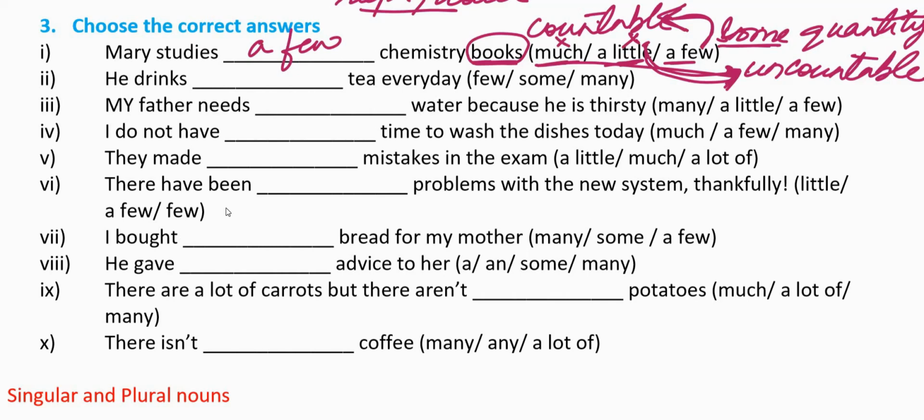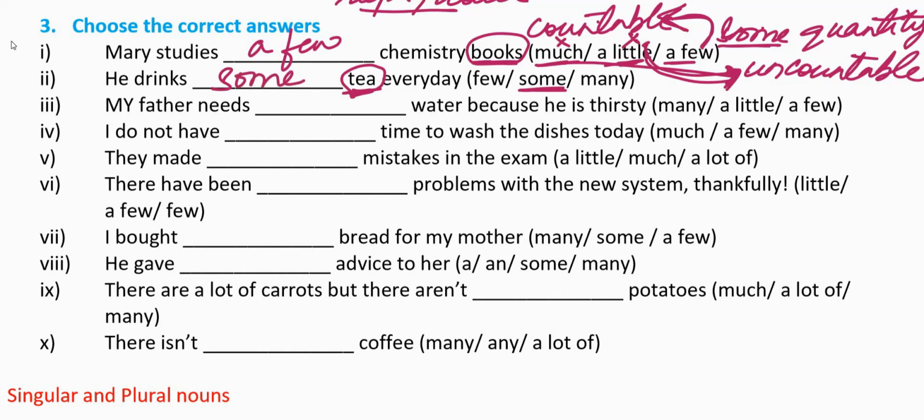He drinks dash tea every day. Now tea is an uncountable noun. You cannot count 1 tea, 2 teas. When you say 1 tea, you're actually talking about 1 cup of tea. But tea by itself is not countable. So whenever it is an uncountable noun, you have to use some. He drinks some tea every day.